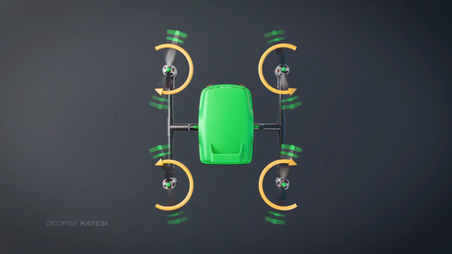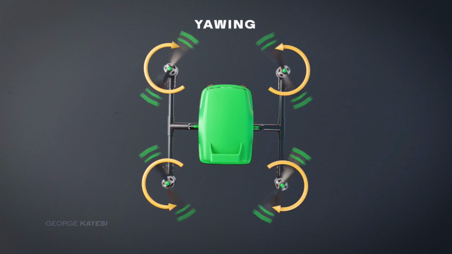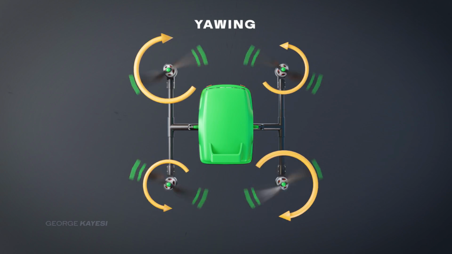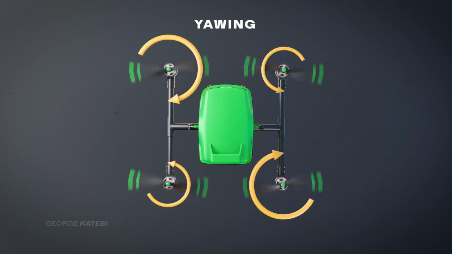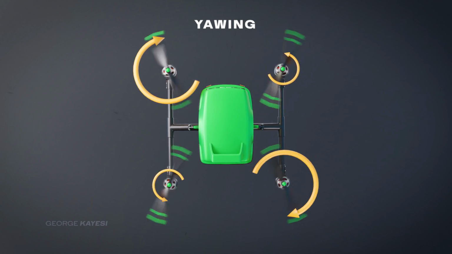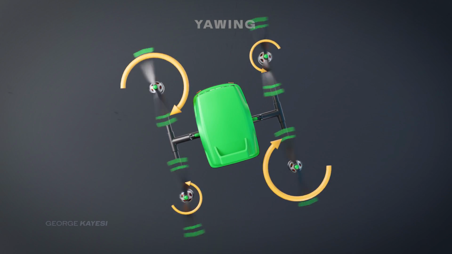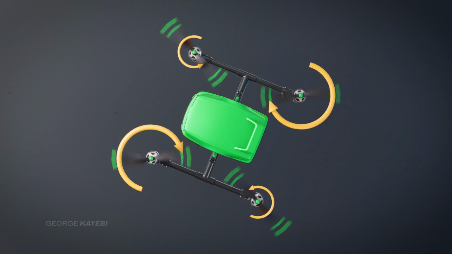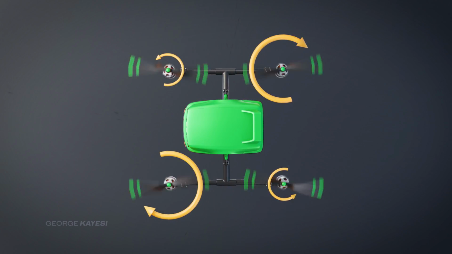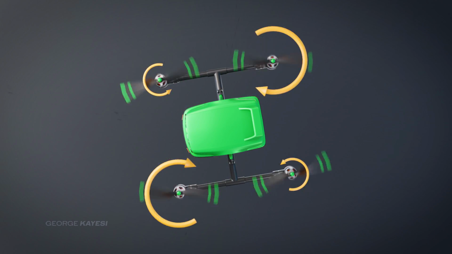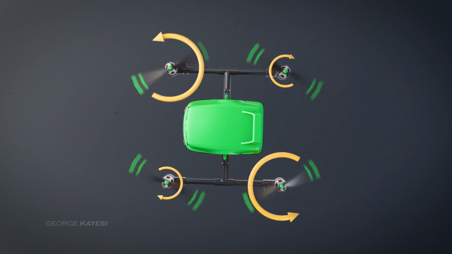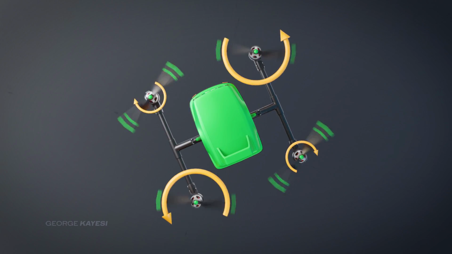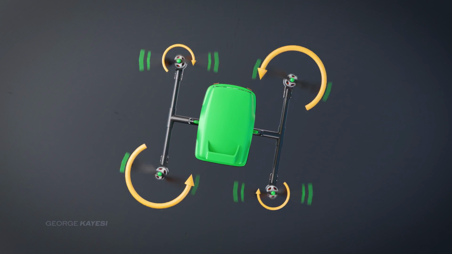As viewed from above, the quadcopter will yaw to the left if the power of the motors that rotate clockwise is increased, while the power of the motors rotating counterclockwise is reduced. This will cause the quadcopter to spin counterclockwise around its vertical axis. Conversely, to make the quadcopter yaw to the right, the power of the motors that rotate counterclockwise is increased, while the power of the motors rotating clockwise is reduced. This will cause the quadcopter to spin clockwise around its vertical axis.